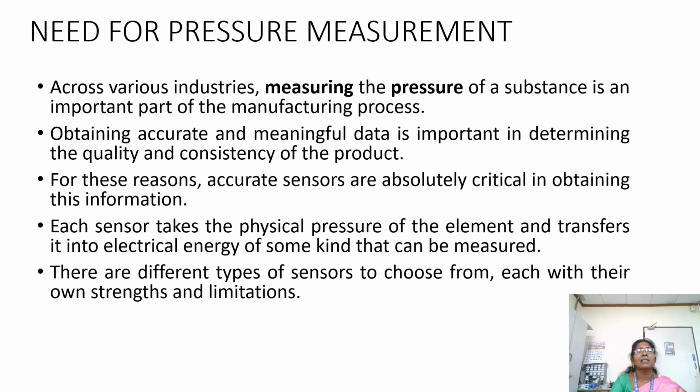Next is the need for pressure measurement. Across various industries, measuring the pressure of a substance is an important part of the manufacturing process. Obtaining accurate and meaningful data is important for determining the quality and consistency of the product. For this reason, accurate sensors are absolutely critical in obtaining this information. Each sensor takes a physical pressure and transfers it into electrical energy of some kind that can be measured. There are different types of sensors to choose from, each with its own strengths and limitations.